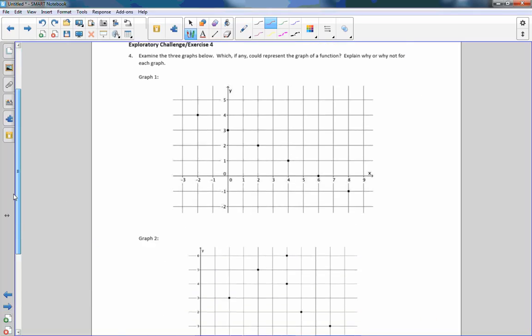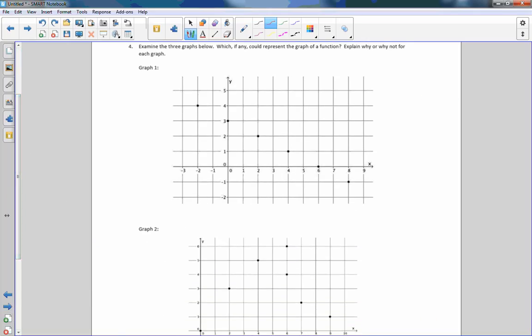Okay, Exploratory Challenges, Exercise 4. Number 4, examine the 3 graphs below. Which, if any, could represent the graph of a function? Explain why or why not for each graph.